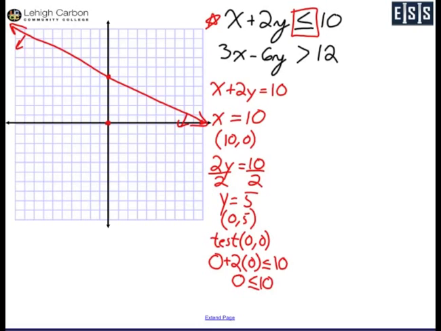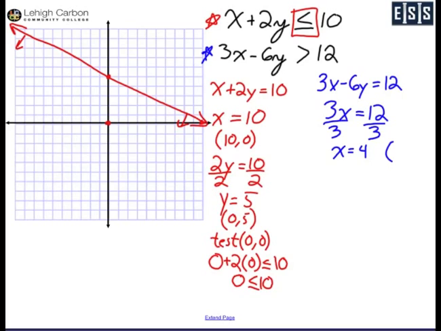So now I need to graph my second inequality. This time I'll use blue. And again, I'm going to use my intercepts to do this. And I'm going to pretend this is 3x minus 6y equals 12. To find my x-intercept, I let my y's be 0. So it's 3x minus 6 times 0 is 0, that goes away, equals 12. Divide by 3. X equals 4, so my x-intercept is 4, 0.